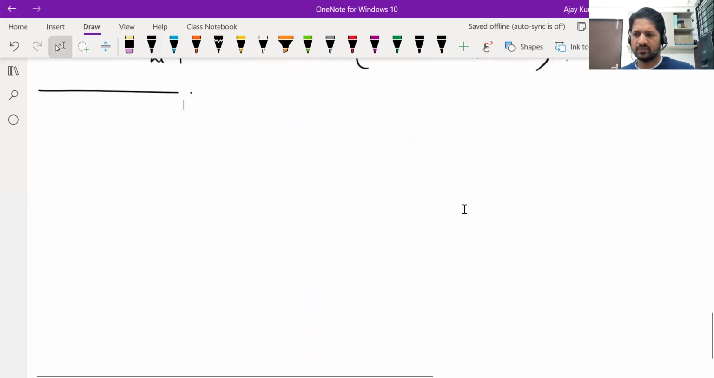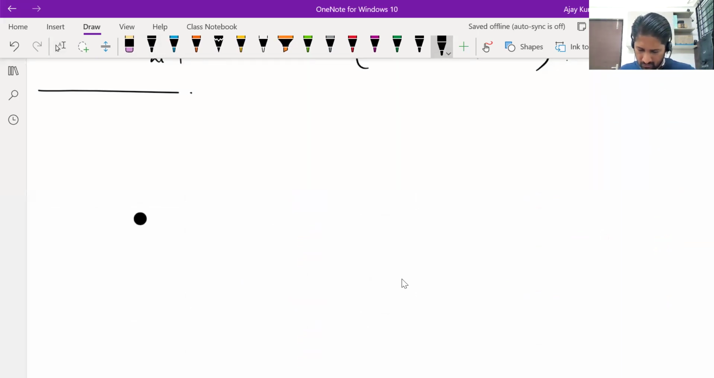Next is the actual experiment that was done to prove the wave nature of light. Young had this idea that if light is a wave, then it should show interference. But how to check whether it is showing interference or not? So the idea was to take 2 point sources of light. Let's call the sources S1 and S2.